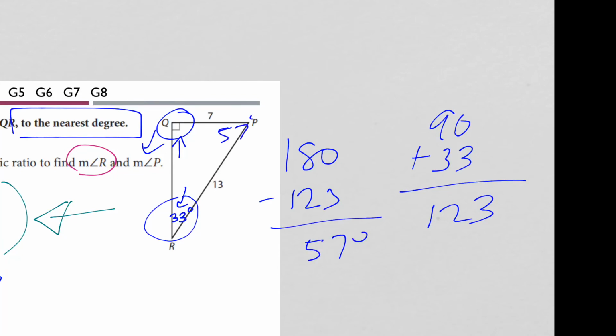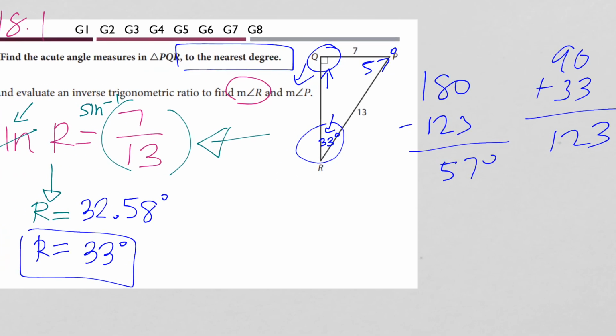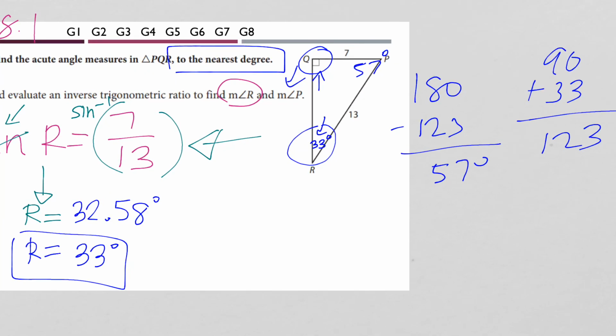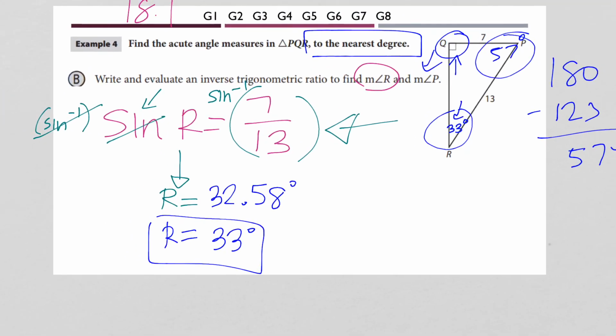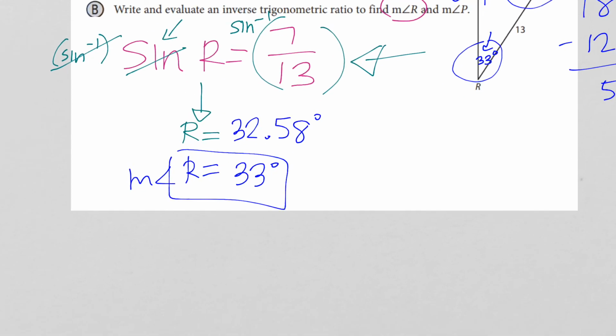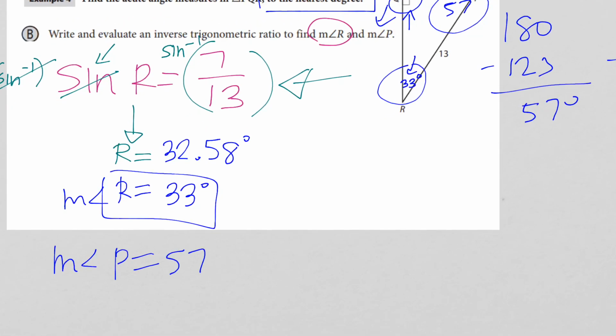So I don't have to write the trig function. If you want to, you can. So this is what I would do. Again, I should get 57. So let me write this down. Measurement of angle R is 33. Measurement of angle P is approximately 57 since I rounded angle R.